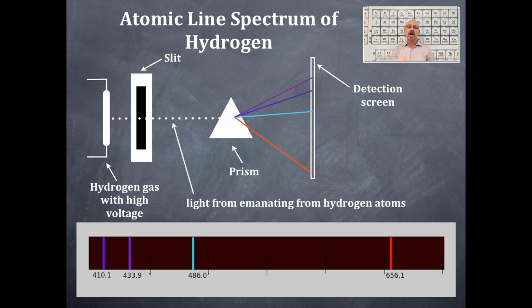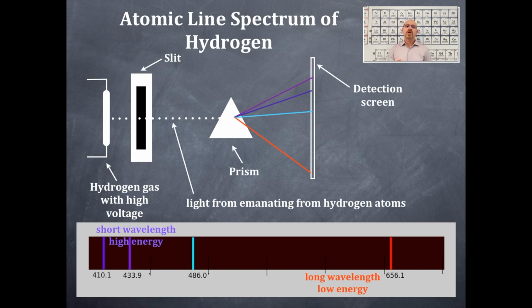And we calculated one of these already, and that was that green line. That's the 486 nanometers. On the very bottom, you should see the red line at 656 nanometers, the blue line, slightly violet, at 433.9 nanometers, and the violet line at 410 nanometers. Now, if you recall from the previous video, the red light has long wavelength, low energy, low frequency, and the violet region has short wavelength, high energy, and high frequency.